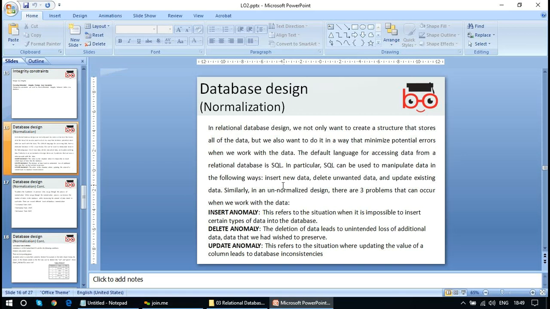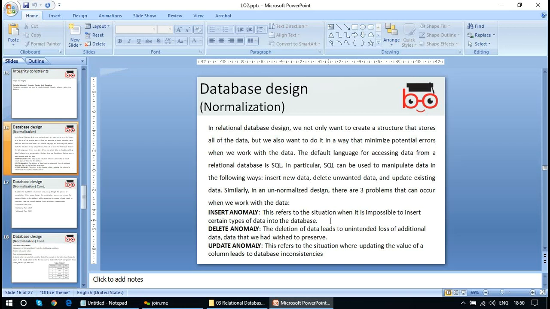So what can those problems be? They have given certain names: the insert anomaly, delete anomaly, and update anomaly. What is this? The insert anomaly refers to the situation when it is impossible to insert certain types of data into the database. For example, you created a table where a column only allows you to insert one field, and you have come up with three fields. The deletion anomaly is when deletion of data leads to unintended loss of additional data that we had wished to preserve.